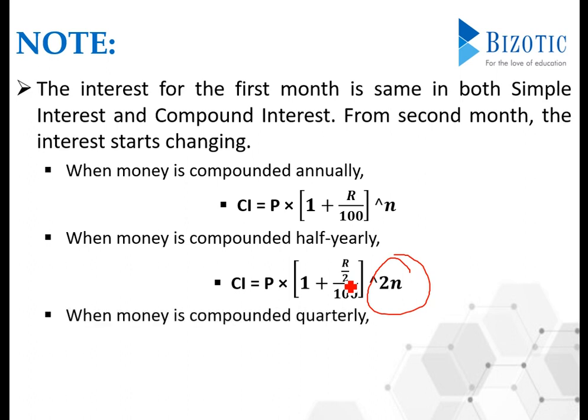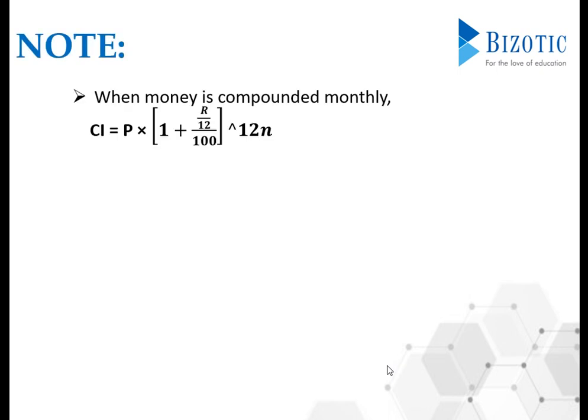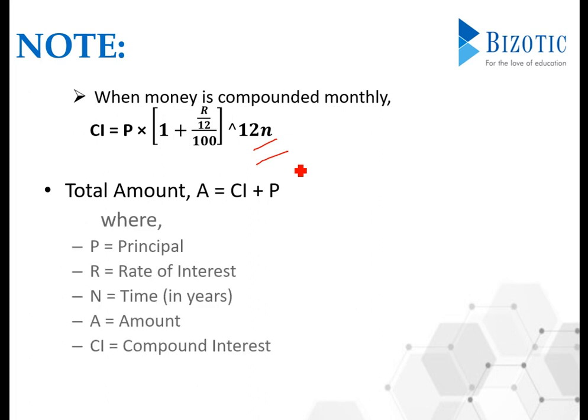When money is compounded quarterly, once in 4 months, then obviously it is R by 4 and the power is 4n. And there is one more case where money is compounded monthly. Then it is 12n because there are 12 months in a year. So these are all the different ways of calculating compound interest. And the amount, when it comes to compound interest, is equal to CI plus P. And here you have all those abbreviations.